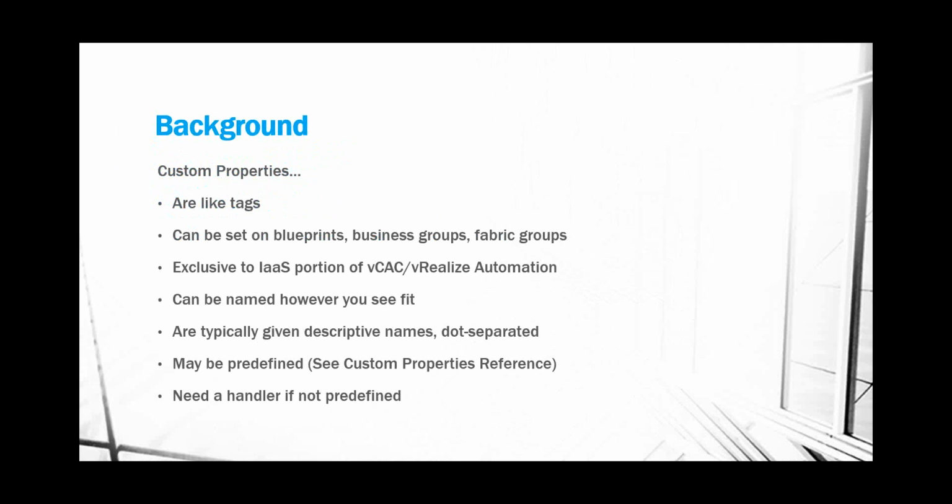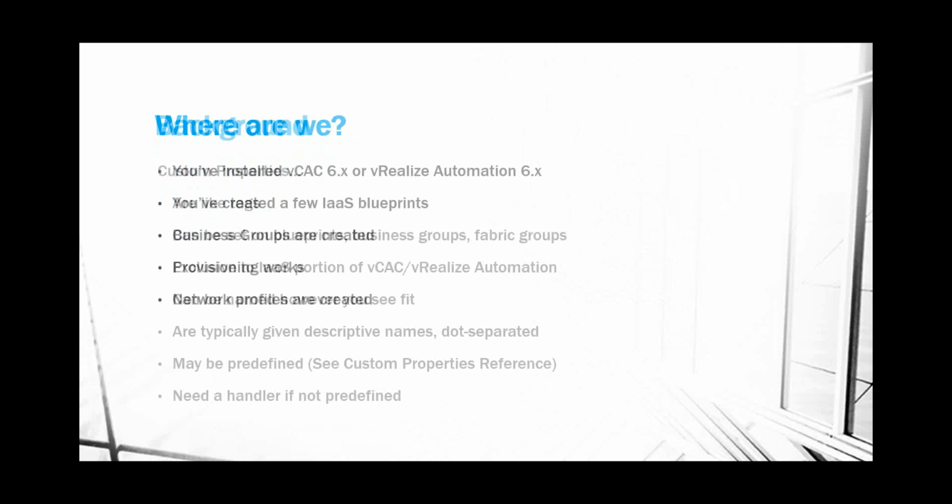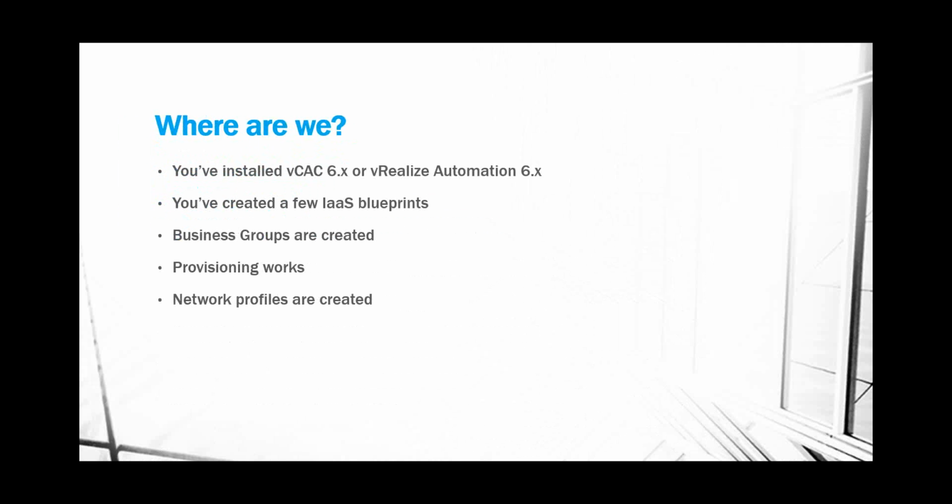So with that, I've got a couple of use cases I want to walk through and how we would use these to really make VCAC or vRealize match our business needs. But I want to level set where we need to be before we get started. We're going to make the assumptions that you've already installed VCAC 6.1 or 6.0 or vRealize Automation 6.2. We're going to assume that you've got a couple of infrastructure as a service blueprints already created, and you know that those work. You're able to provision those. You've done your business groups already, and you've got a handful of network profiles created.